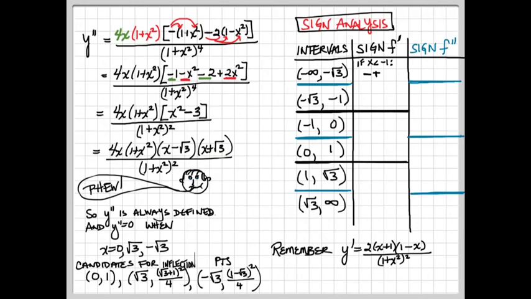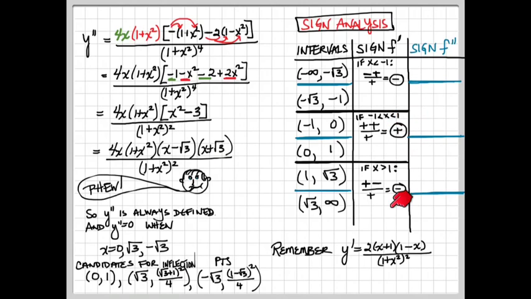This is, of course, a sign analysis, so we can think about what's going on depending on whether x is less than negative 1, x is between negative 1 and 1, and x is greater than 1. And notice when x is less than negative 1, the first factor here would be negative, the second factor would be positive, the denominator is always going to be positive, so negative times positive divided by positive is always going to be negative.